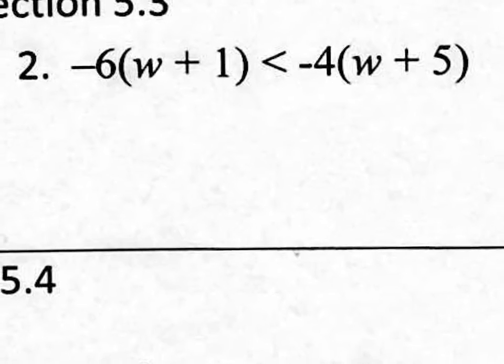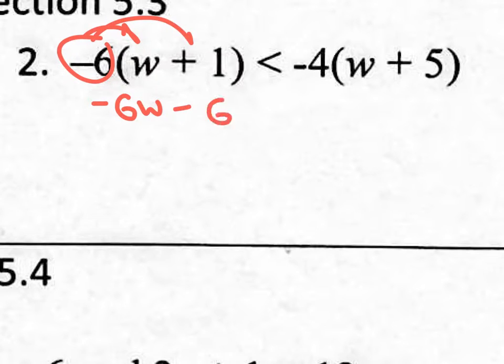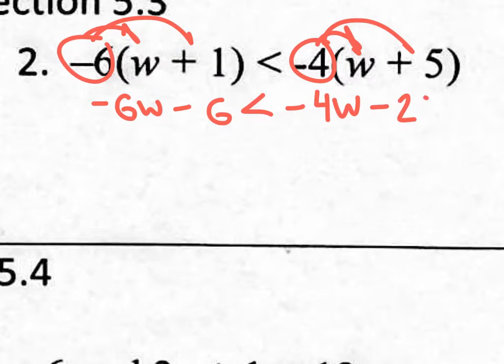This one requires a lot of simplification before even solving, so I'm going to distribute negative 6 times w. That's negative 6w. Negative 6 times 1, that's negative 6. Let's bring down the inequality, and let me distribute negative 4 times w. That's negative 4w. And negative 4 times 5, that's negative 20. Okay, so I've distributed. There is no combining like terms on this side or on that side.